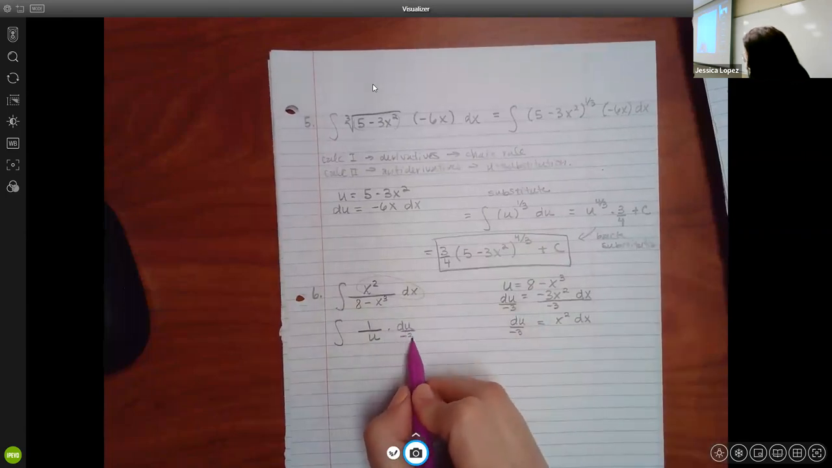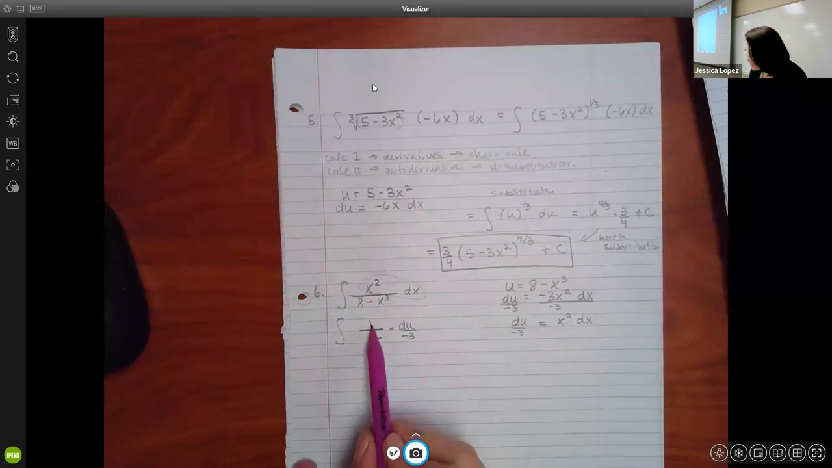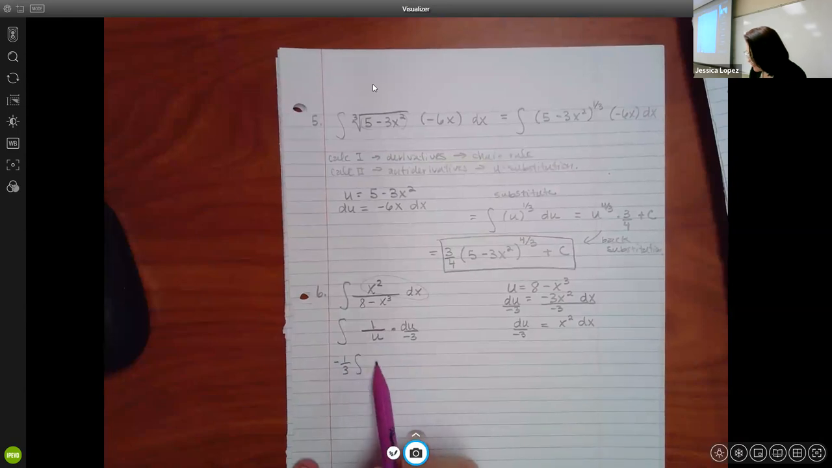over negative 3. Now, I know some of you use sub just a little bit differently, like the way you actually work it out. It's okay, I understand them. As long as you're doing it correctly, if it looks a tiny bit different, I can still understand it. I am going to pull out this constant. So negative 1/3, and then I have du over u.